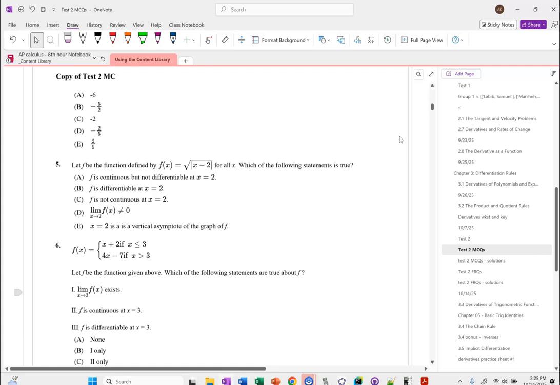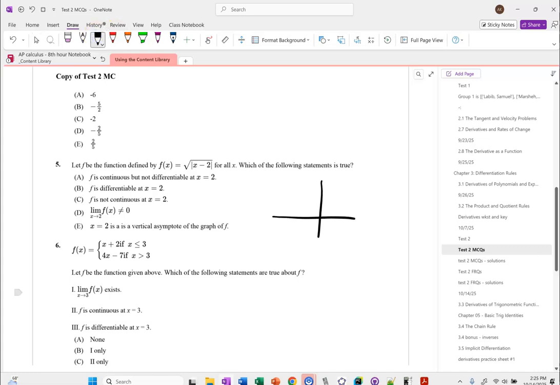We're not going to graph it because we don't have a calculator, but what does the graph for just the absolute value of x minus 2 look like? It has a corner. Where's the corner going to be? At 2, right? Everybody agree? Okay. If I take the square root of that, it's just going to basically make the square root function on top of that. Did I get rid of the corner by square rooting it? No.